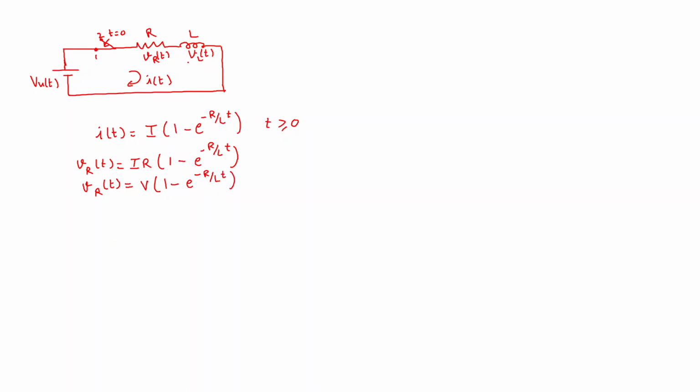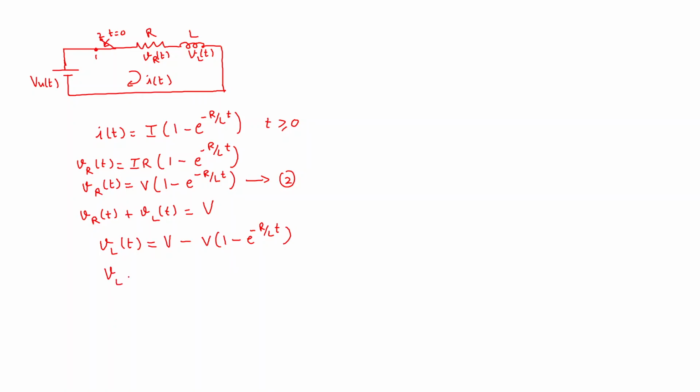So let us find now the voltage across this inductor. VR of t plus VL of t is equal to this constant V, isn't it? So now just substitute this VR of t here, that is equation number 2, you get VL of t is equal to V minus V into 1 minus e power minus R by L into t.